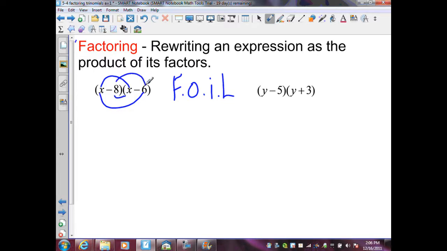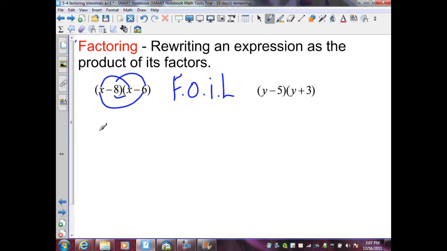But if we go back into the FOIL itself, the F and the O mean I'm just going to distribute the first term of the first expression into the second expression. X times X, X times 6. The I and the L mean I'm just going to take the second term in the first expression and distribute that through the second expression. 8 times X, 8 times 6. Let's follow through with this procedure.